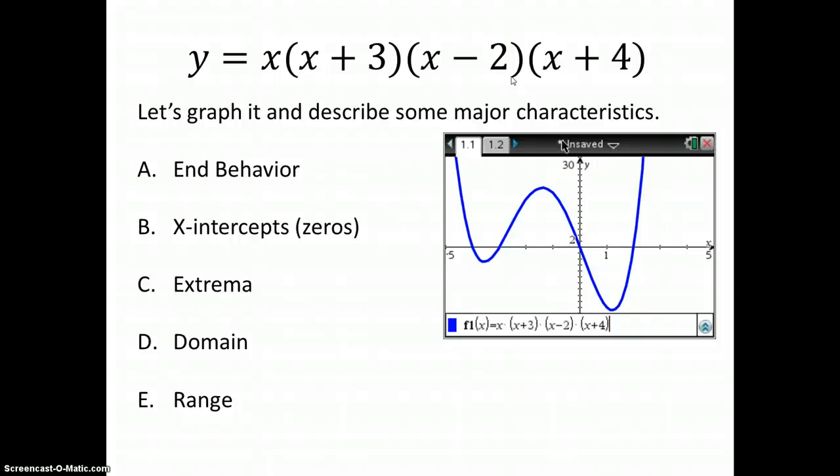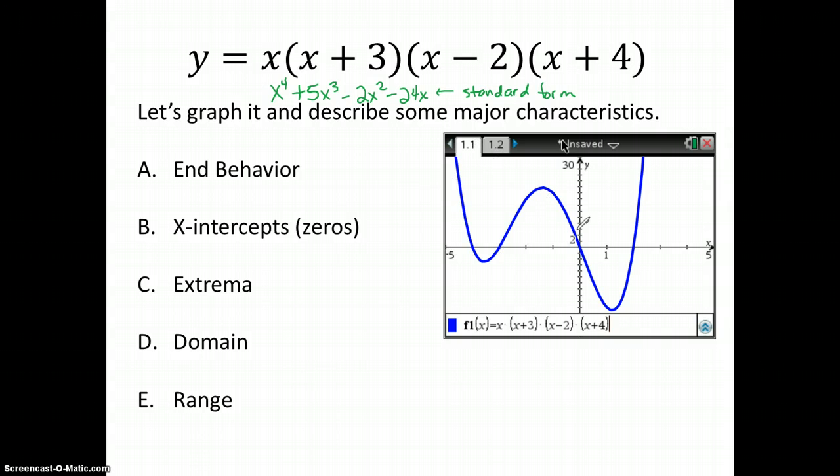If we wanted to write it in standard form, we would multiply the x in using the distributive property, FOIL this out, then multiply it again. When you do all that work, you're going to get x to the 4th plus 5x cubed minus 2x squared minus 24x. Okay, and this is in standard form. It's going to be important for us to know how to have both forms and to see both forms to make some connections. So let's look at this graph here and describe some of the characteristics.